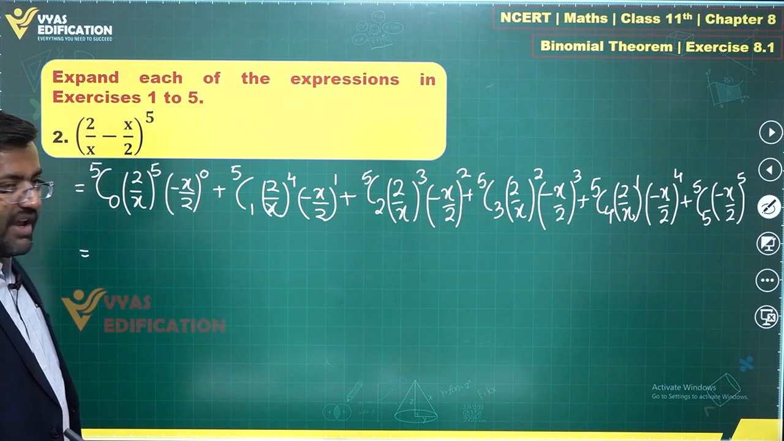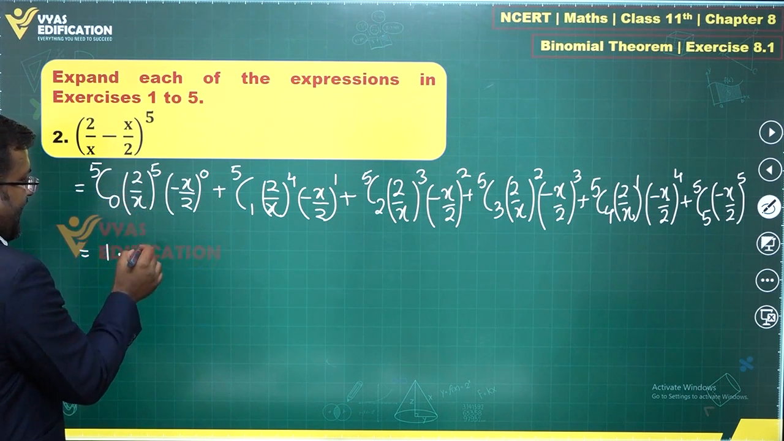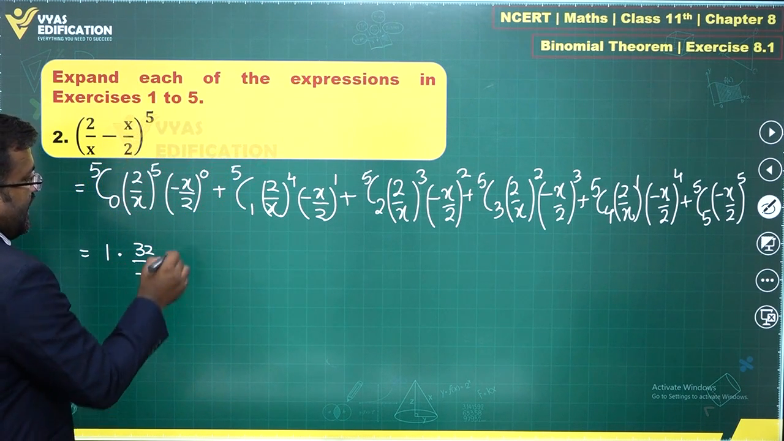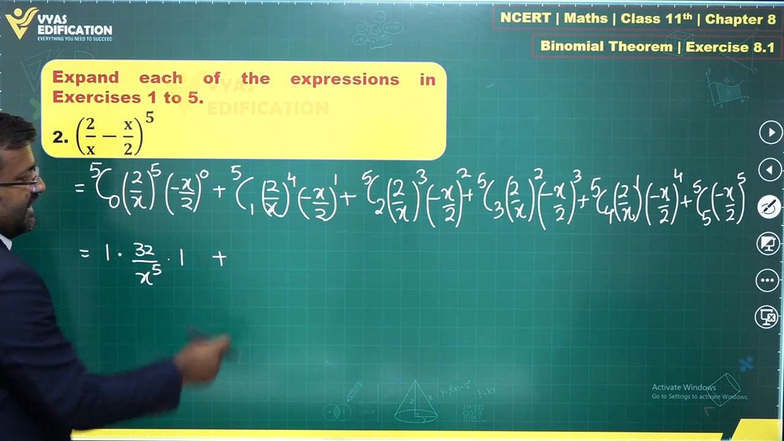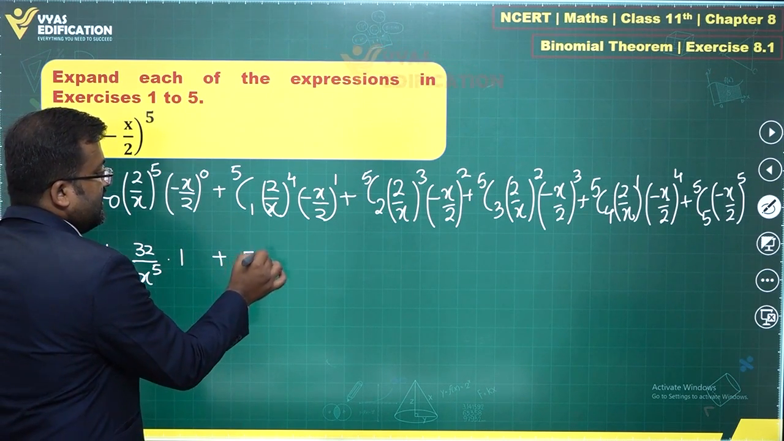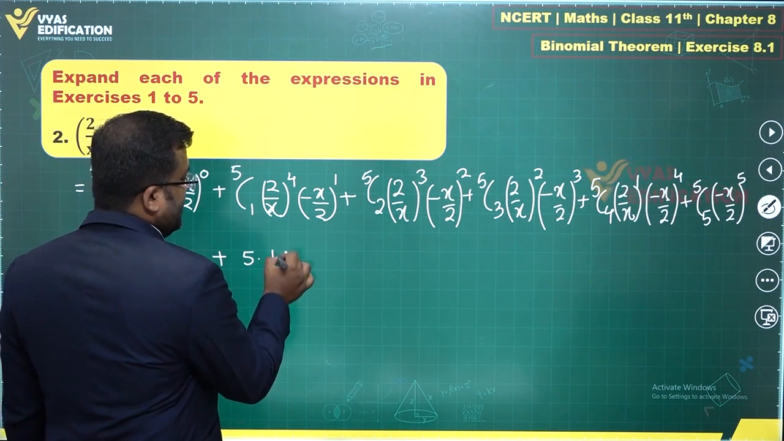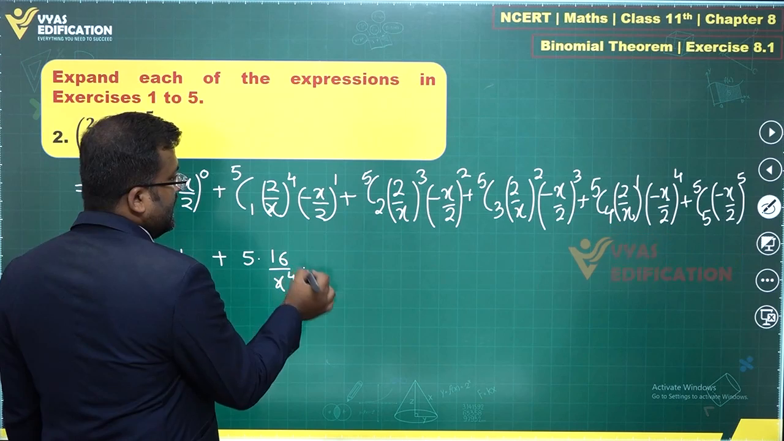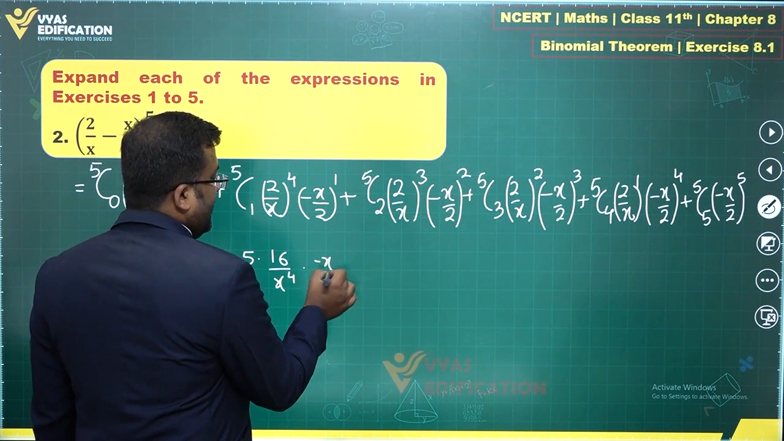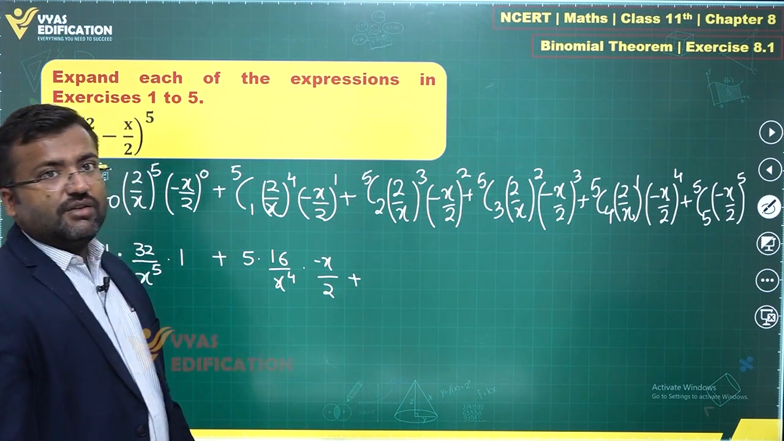This is 5c0, 2 by x power 5. What will this simplify to? 5c0 is 1, 2 by x, 2 power 5 is 32, x power 5 is this, and this is simply 1. What about the next term over here? 5c1 is 5, let's write it as this. 2 by x power 4 is 2 power 4, which is 16 upon x power 4 times this, minus x by 2 power 1 is same, minus x by 2.